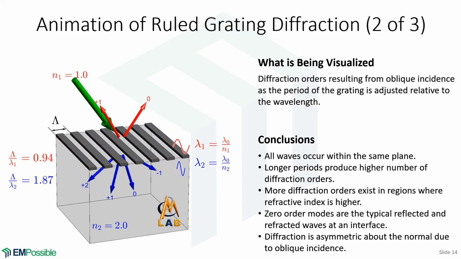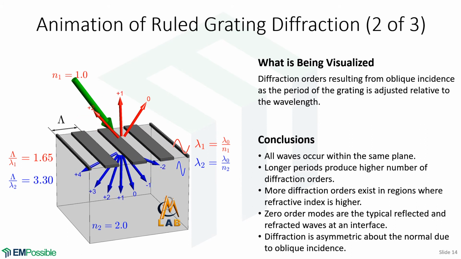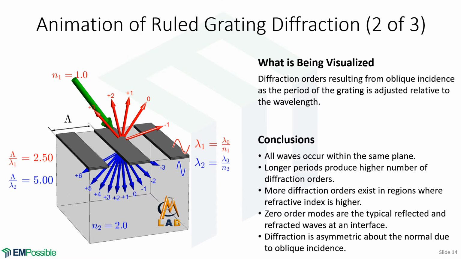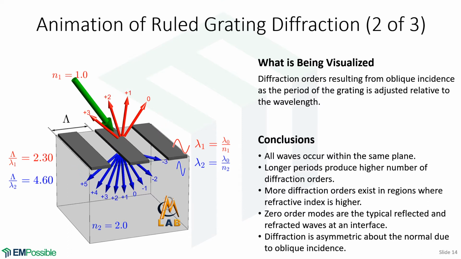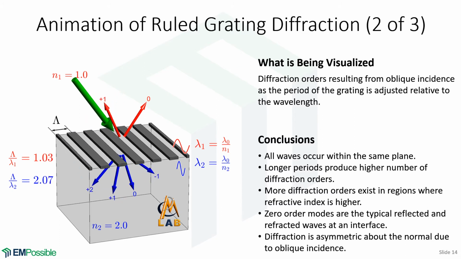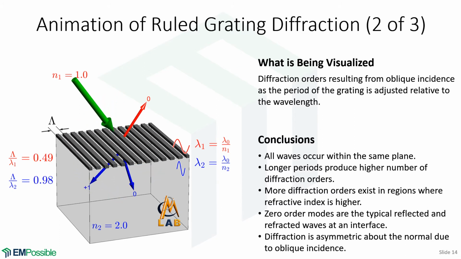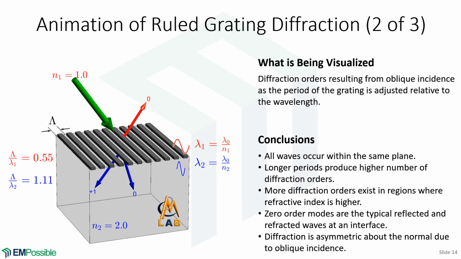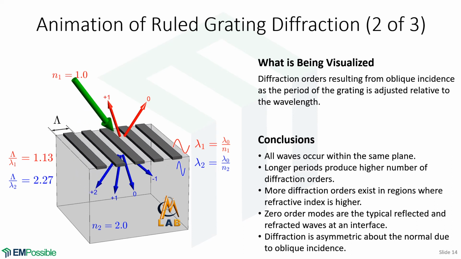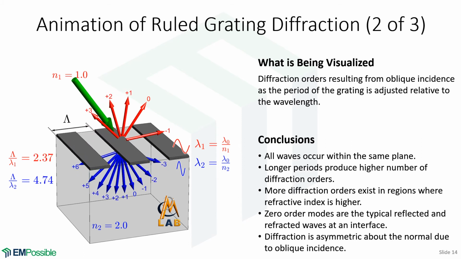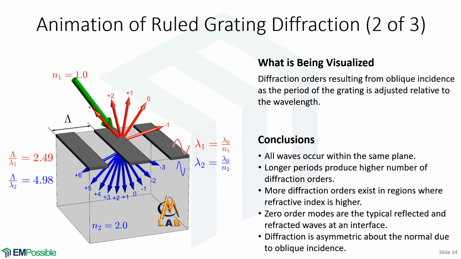This is the same visualization we had on the previous slide. The only difference is now our applied wave is at an angle. Pretty much everything we concluded on the previous slide, we can conclude here, except the diffraction is no longer symmetric. However, as we stretch the period of the grating, the diffraction orders first appear parallel to the interface and they walk downward. There's more diffraction orders for longer period gratings.